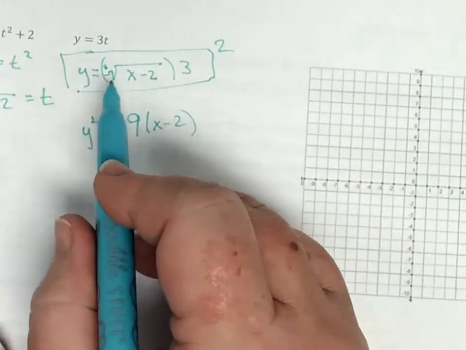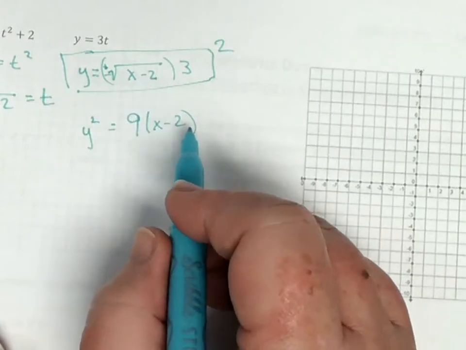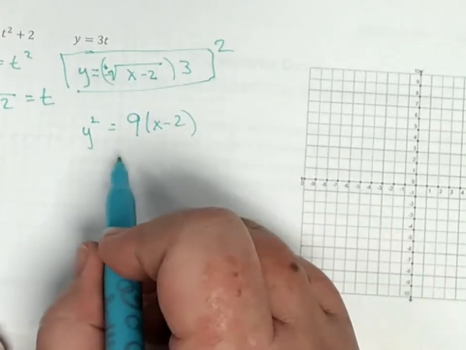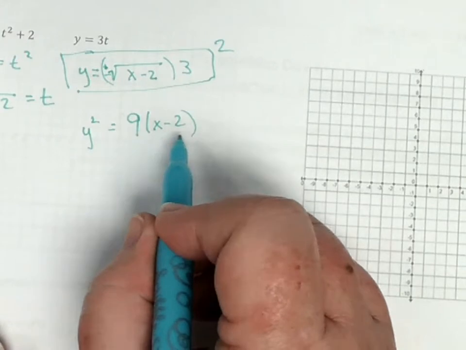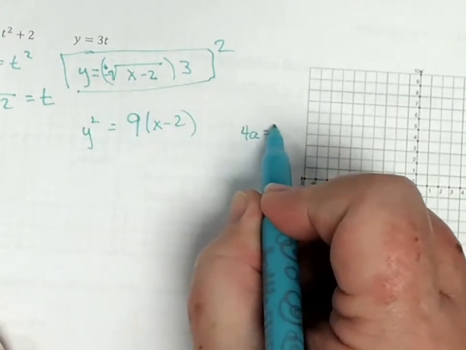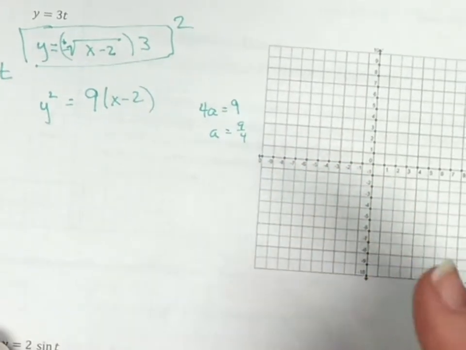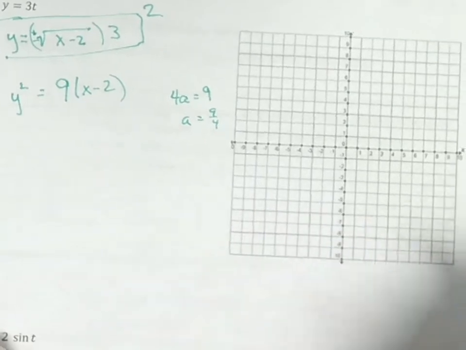Now take a look at what I did. I squared the y, I squared the 3, and then I squared the square root. Now look at it. I've got a horizontal parabola that opens to the right. My a value is 9/4, so that's 2 1/4. My vertex is at 2, 0.